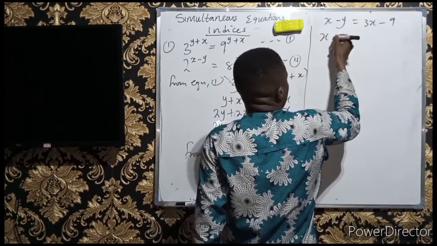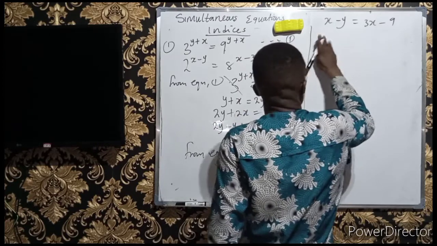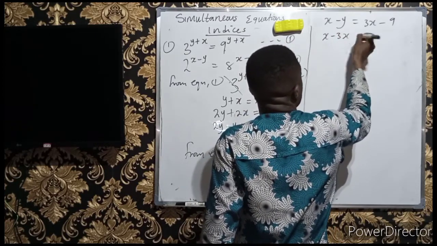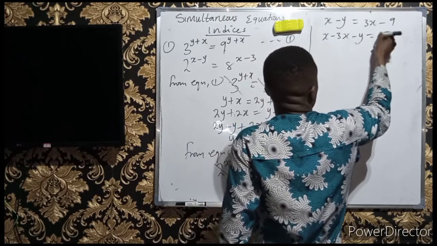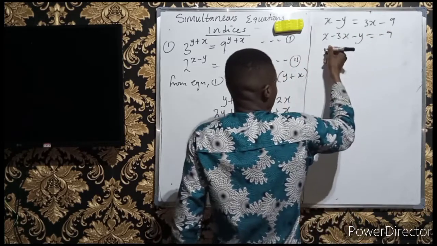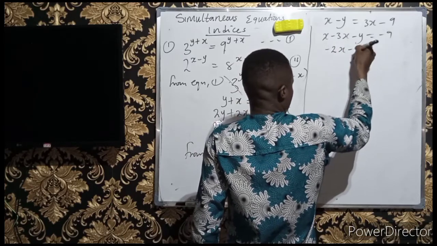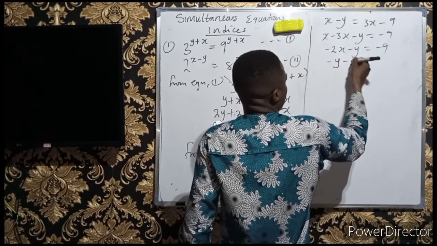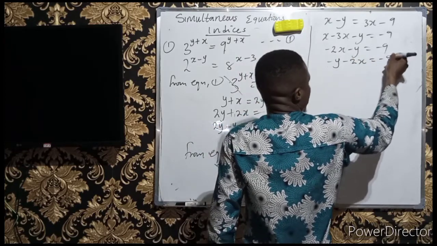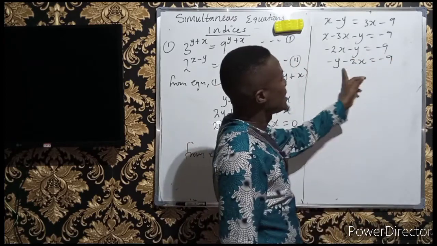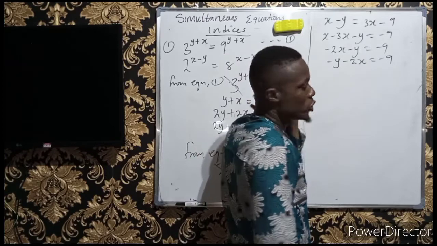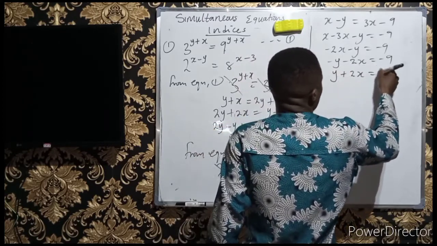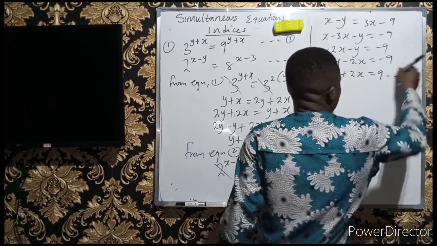Collecting like terms, I have x minus 3x minus y equals minus 9. That is minus 2x minus y is minus 9. I can rearrange: minus y minus 2x is negative 9. Since negative is common, I can multiply everything here by minus 1 so that it will just be y plus 2x equals 9. I will now call it equation 4.